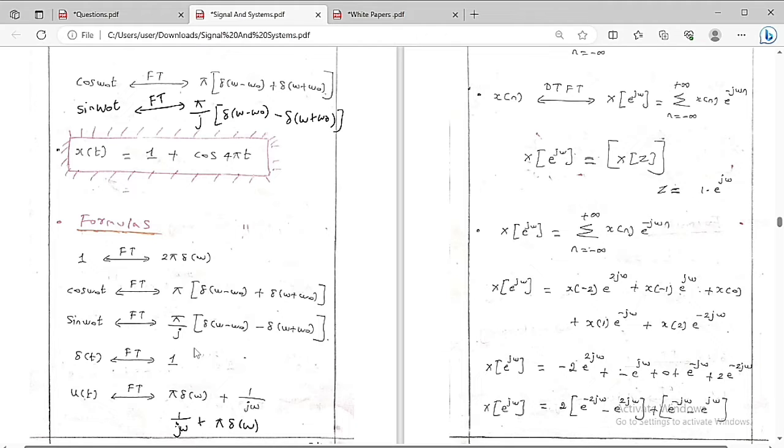So finally, for 1, the Fourier transform is 2 pi delta of omega. For cos omega naught t, it is pi into delta of omega minus omega naught plus delta of omega plus omega naught. For sin omega naught t, it is pi by j into delta of omega minus omega naught minus delta of omega plus omega naught. For delta of t, the Fourier transform is 1. And for u of t, it is 1 by j omega plus pi into delta of omega. So these things you always have to keep in your mind.